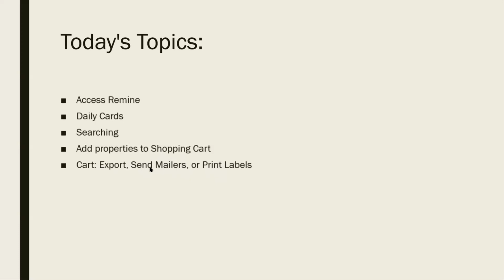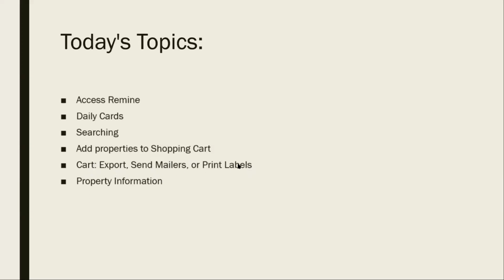Or if you don't want to use these 2 options, you can also print labels. So then create your own marketing campaign, and then print out the labels and send them out. So those are the options from the shopping cart. That's why we put properties in a shopping cart, so we can do this.